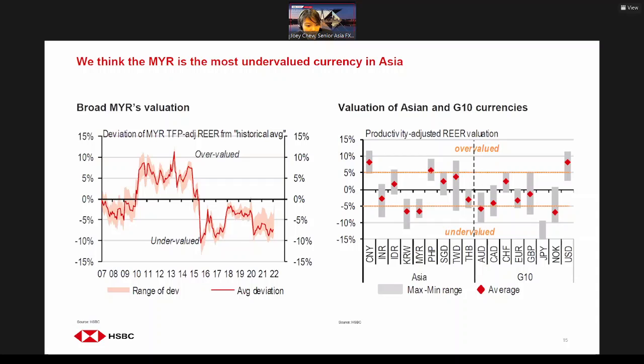Valuation wise, ringgit is already very undervalued at this point. So it's very hard to see dollar ringgit pushing above 420, 425 on a sustained basis. I think the risk reward is actually really just to see dollar ringgit moving down towards 410 instead. So that's kind of our view with regards to dollar ringgit.